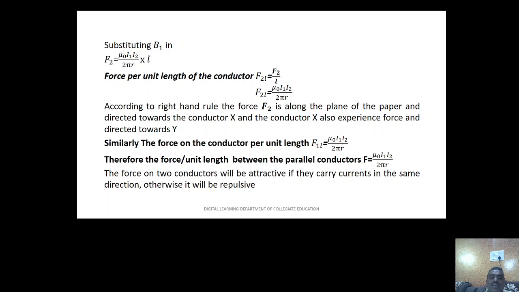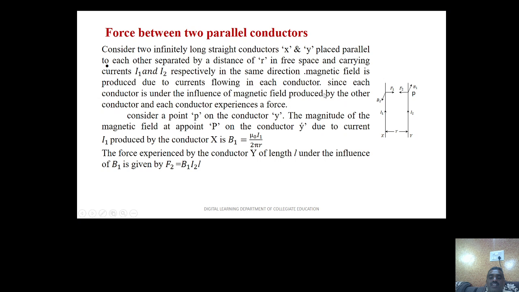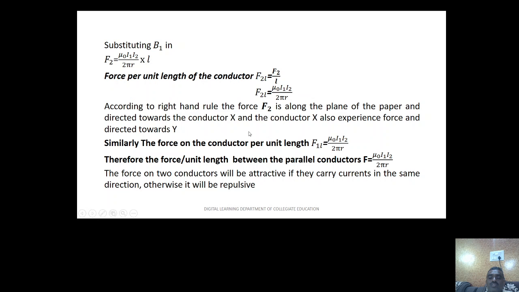According to the right hand rule, the force F2 is along the plane of the paper and directed towards the conductor X. See, this F2 is directed towards X. And the conductor X also experiences a force directed towards Y. Similarly, the force on the conductor per unit length, F1 by L, is equal to mu naught I1 I2 divided by 2 pi r.